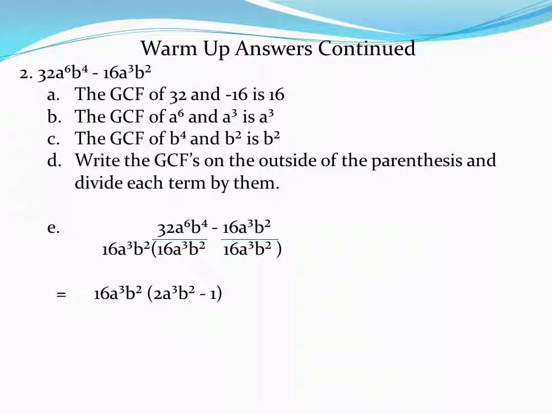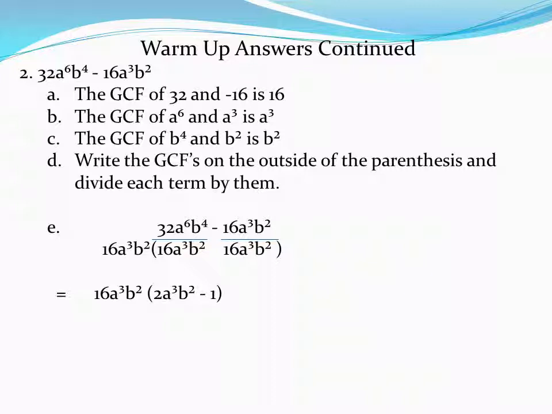The GCF of a to the 6th and a to the 3rd is a to the 3rd, and the GCF of b to the 4th and b squared is b squared. So look how I did it this way. You write the GCF on the outside of the parentheses. I have the original expression above and divide it by what's outside the parentheses.